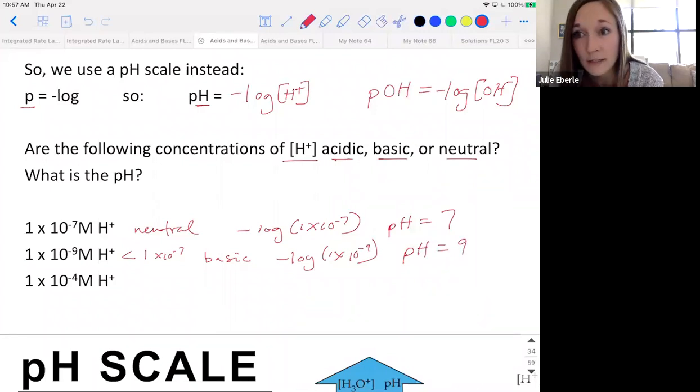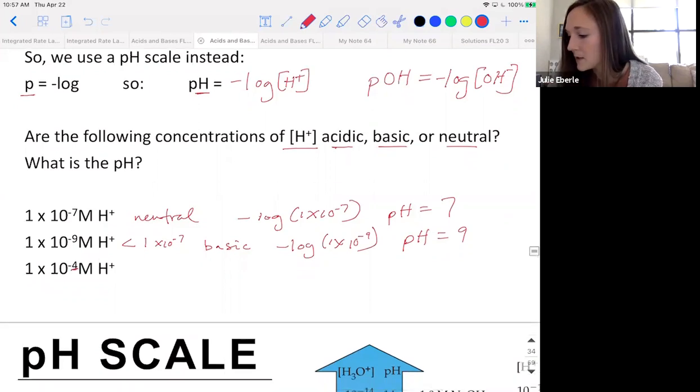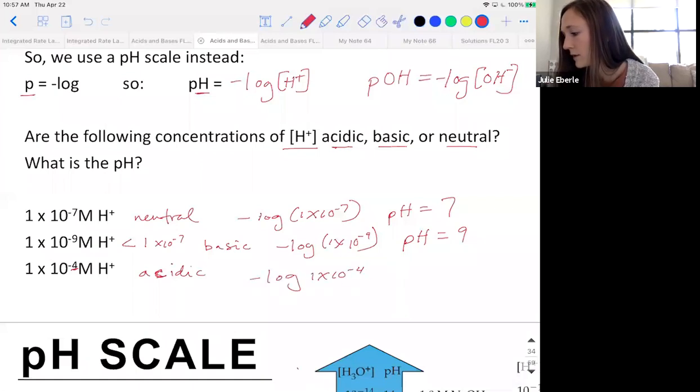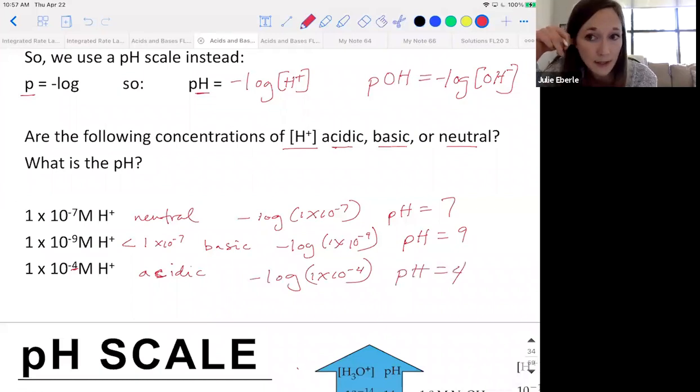Are you noticing a trend? What's the trend? pH equals the exponent, right? So far. Yep. So 1 times 10 to the minus 4, this is greater than 1 times 10 to the minus 7, so we should say this is acidic. And so negative log of 1 times 10 to the minus 4 is a pH equal to 4. So far it seems like the pH equals the exponent.